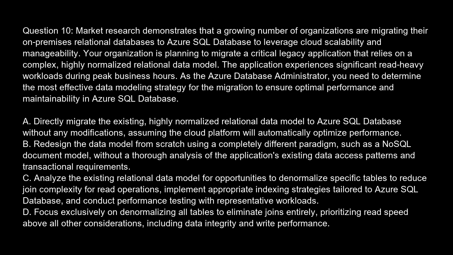Option D. Focus exclusively on denormalizing all tables to eliminate joins entirely, prioritizing read speed above all other considerations, including data integrity and write performance.